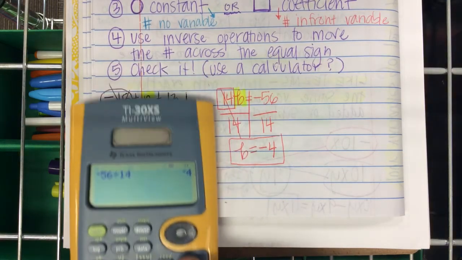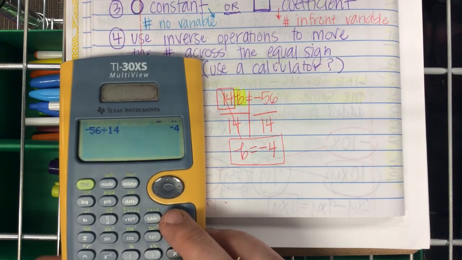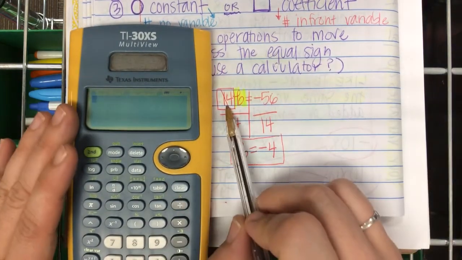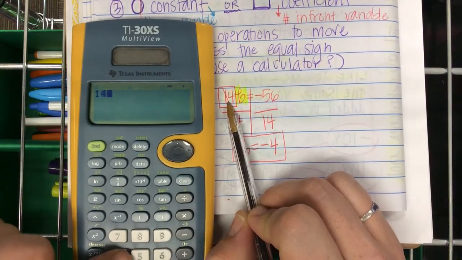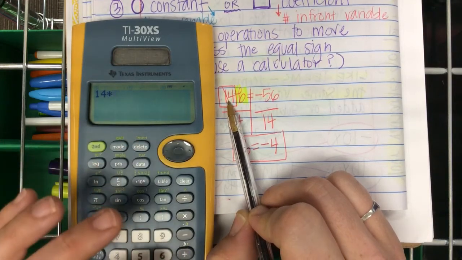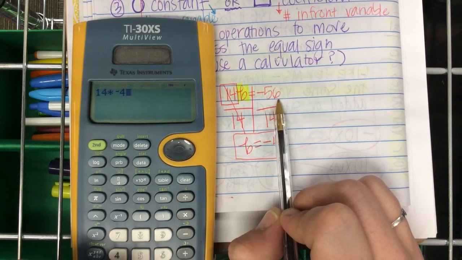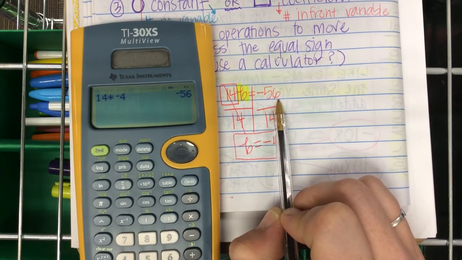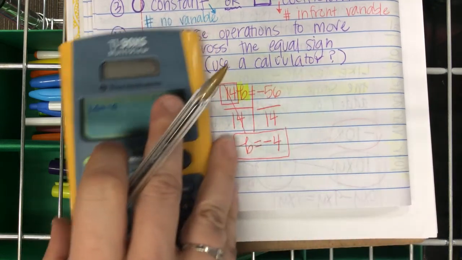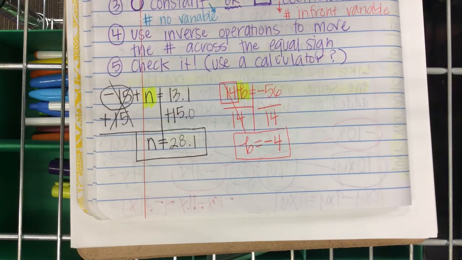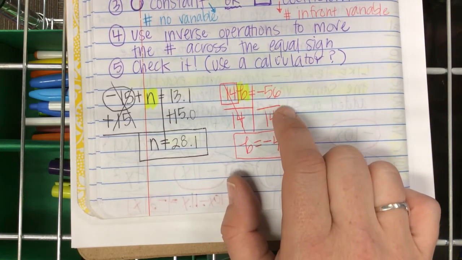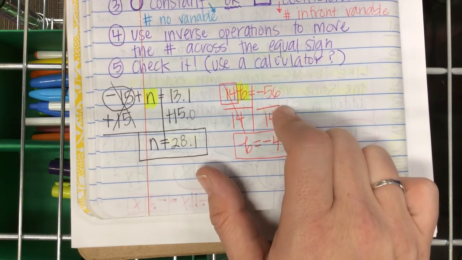Focus. Let's check it. Use our calculator. So that means 14 times negative 4, and I should get negative 56 as my answer. And I do. Ladies and gentlemen, if you check your answer, you should never get a problem wrong when you turn in an assignment. Because if it doesn't equal negative 56, I did something wrong and I should check my work.